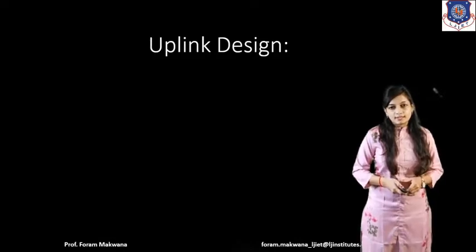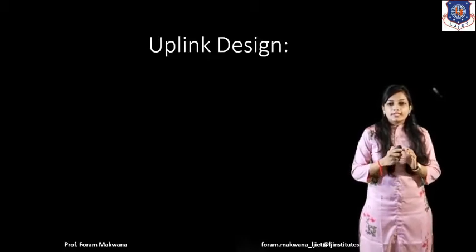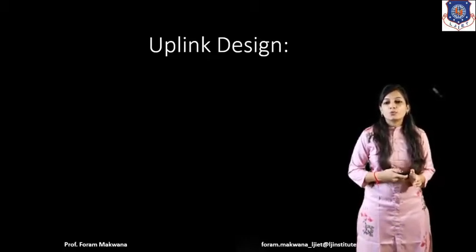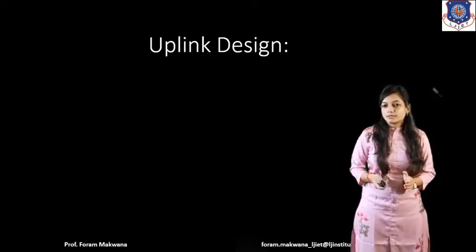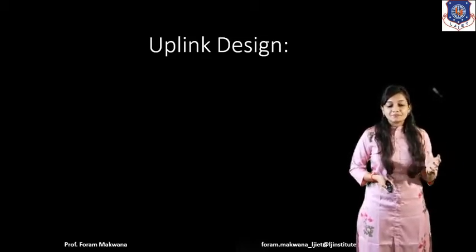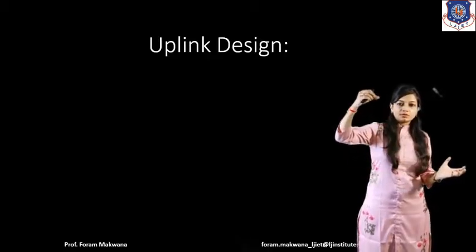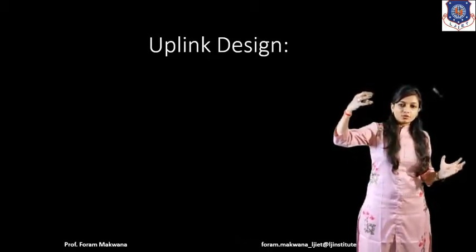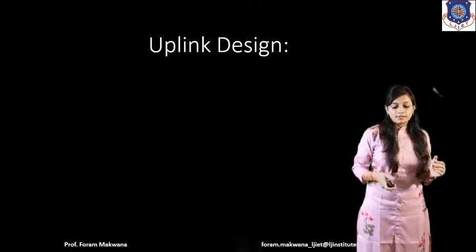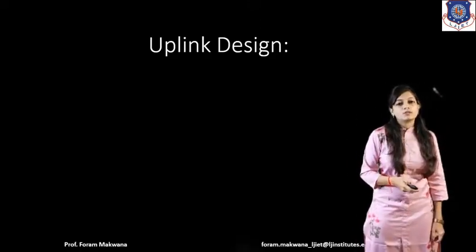Before starting the uplink design, what did we do in the downlink design? In the downlink design, we considered output backoff, but in the uplink design, we will consider input backoff. This is the only difference. Apart from that, in the uplink design, this is my transmitting antenna. It transmits a signal to the satellite. So this signal is transmitted by the earth station and received by the satellite. This is called the uplink. We are going to design a link power budget for the uplink. So what is the procedure?